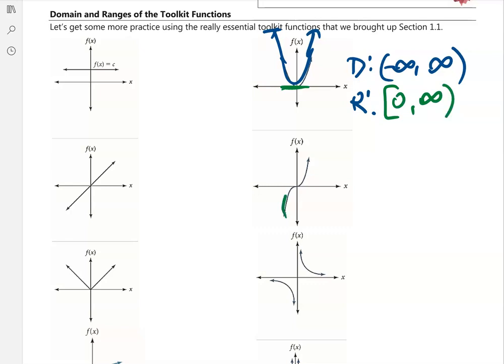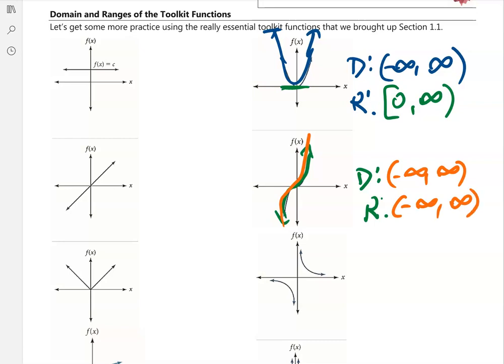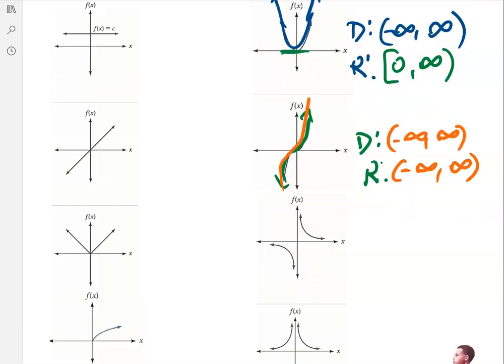How about the cubic function here? This goes up and down, so meaning it covers all the x values. This is from -infinity to +infinity. Same thing with the range. It's all going to be -infinity to +infinity. And I'll let you work on domain and range of the toolkit functions.